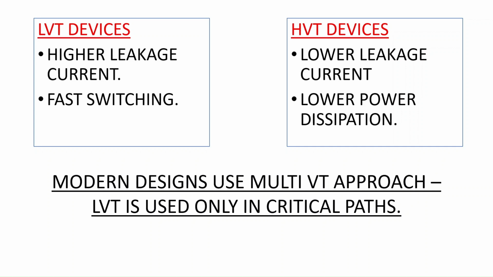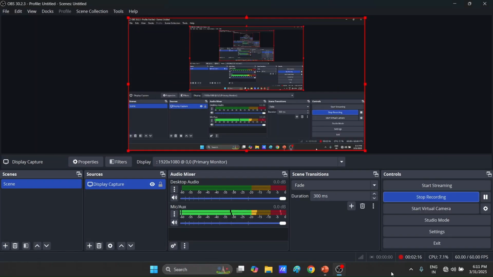So modern designs use a multi-threshold voltage approach where the low threshold voltage devices are used only in critical parts, that is the parts that are critical for the speed of the system, because the low threshold voltage devices have higher speeds. They are used only in critical parts because they have the disadvantage of higher leakage current or high power dissipation. Hence they are not used in non-critical paths.